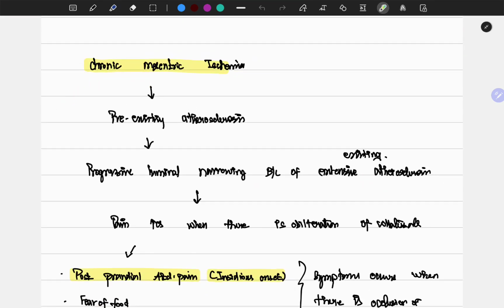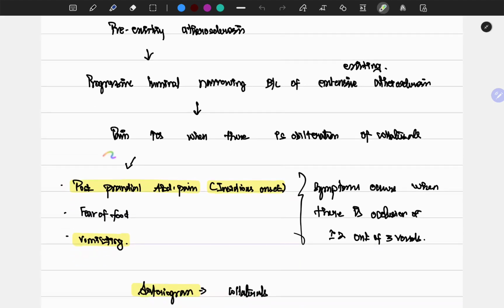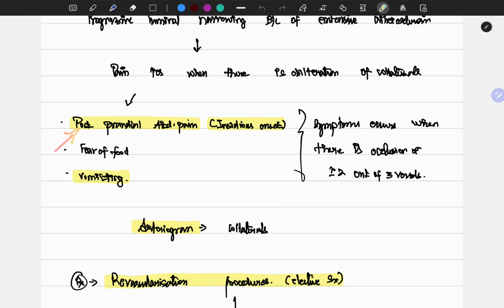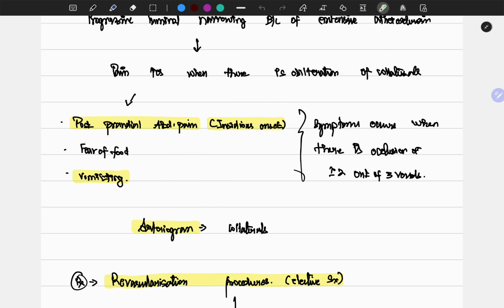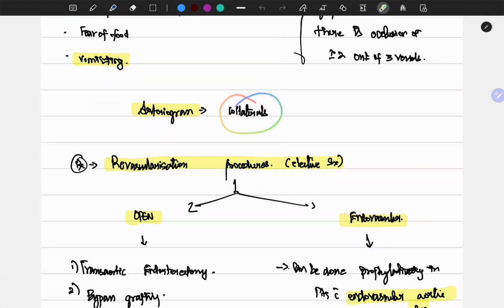Chronic mesenteric ischemia, which is pre-existing atherosclerosis, which leads to progressive luminal narrowing because of extensive existing atherosclerosis. Pain increases when there is obliteration of collaterals. Postprandial abdominal pain, its insidious onset. Fear of food and vomiting occurs. Fear of food is a classical symptom and postprandial abdominal pain of mesenteric ischemia. Symptoms occur when there is occlusion of more than or equal to 2 out of 3 vessels. Arteriogram, which helps to show the collaterals.